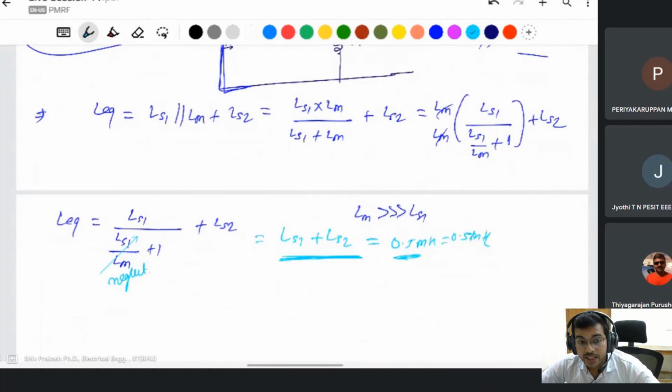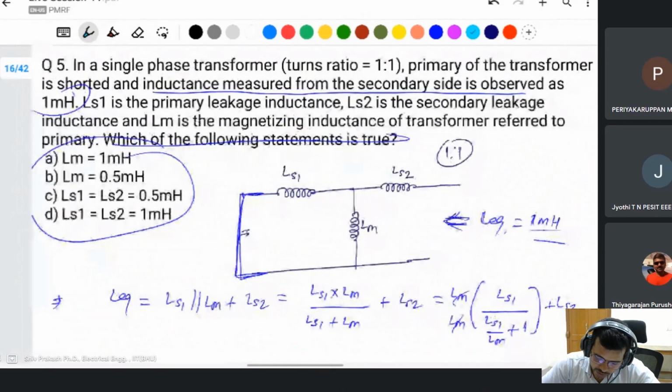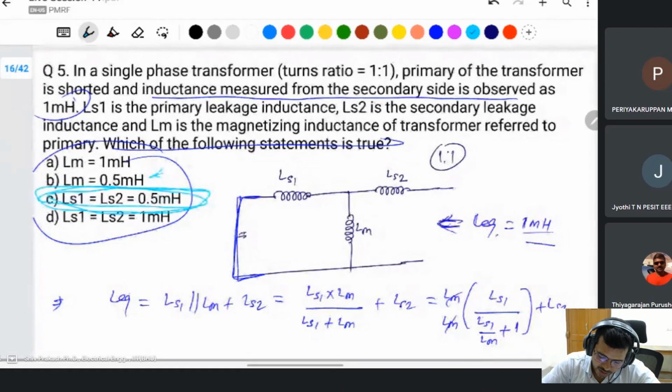But if we talk about the magnetizing inductance, it will be very high, approximately 100 millihenry. That's why it's very large. Okay, then this statement is true. LM is not lower than this one. This is a very low value.